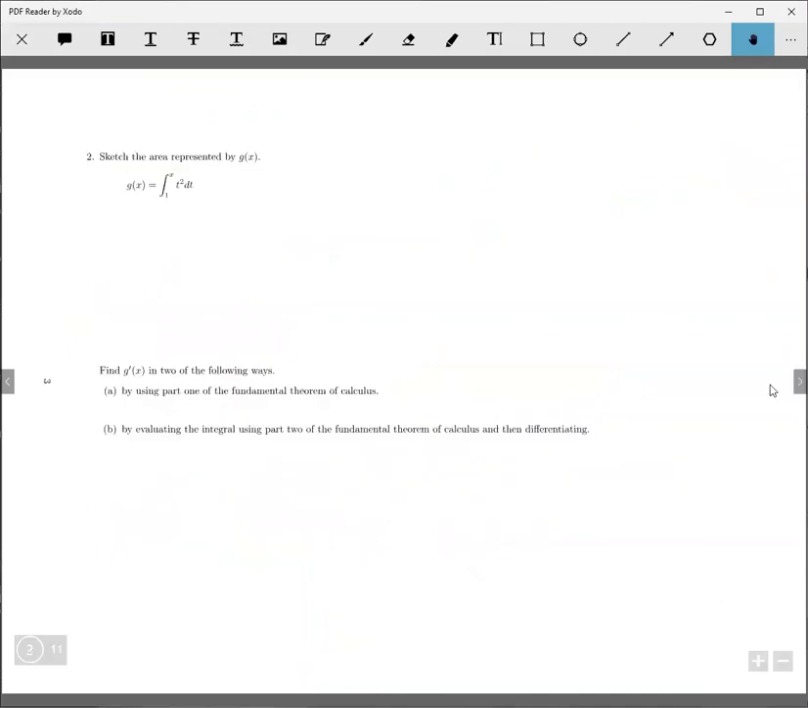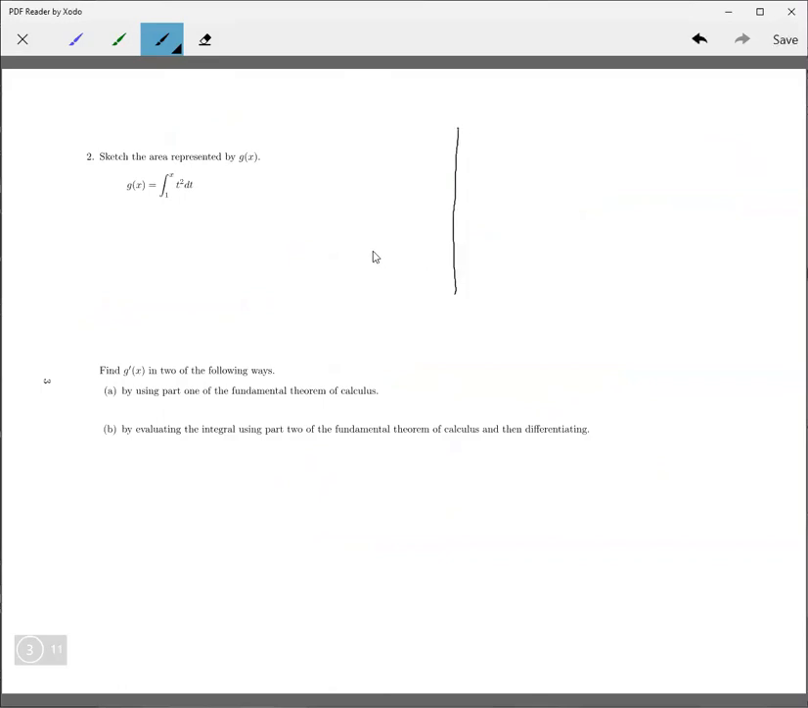Okay, let's move on to number 2. Here we have g of x is the integral from 1 to x of t squared dt. So here we have a function, the function is t squared this time. And that's our little f. Little f of t is t squared. So what I'm going to do, we're supposed to sketch the area represented by that.